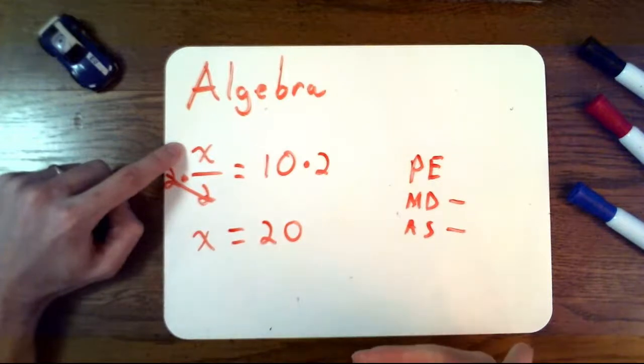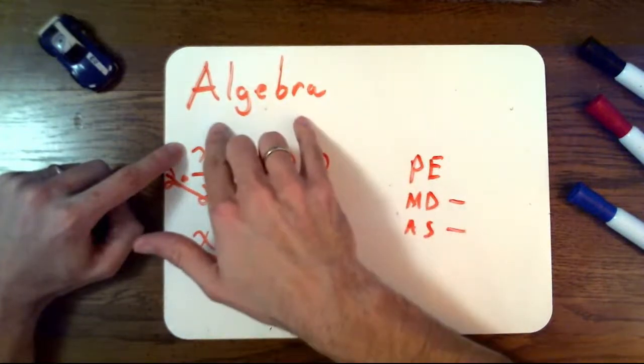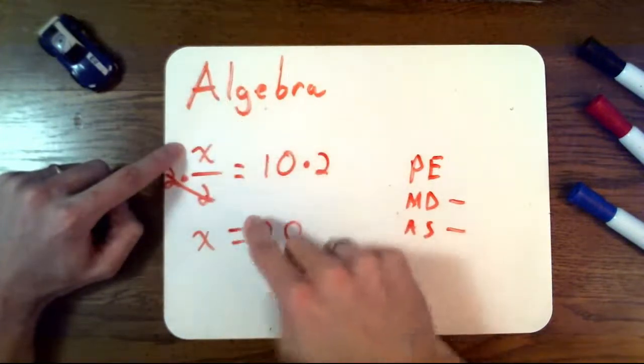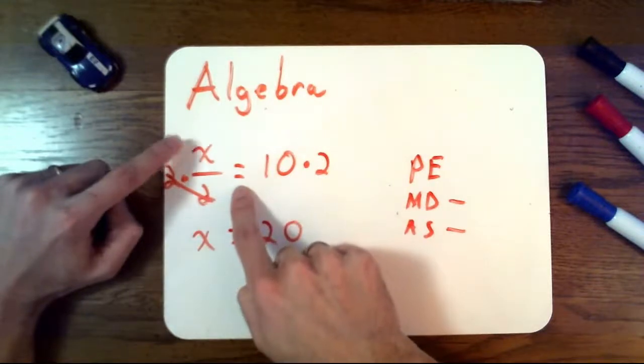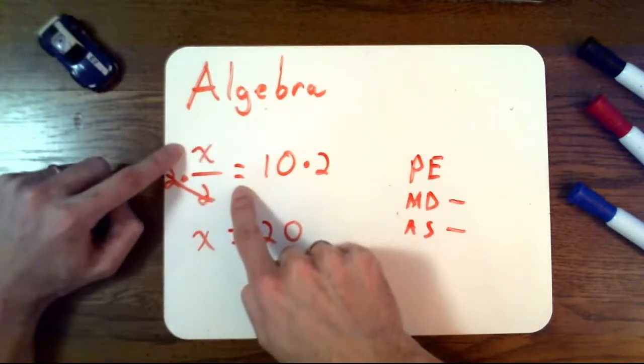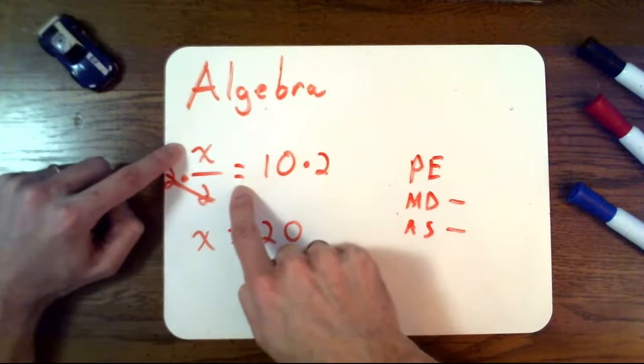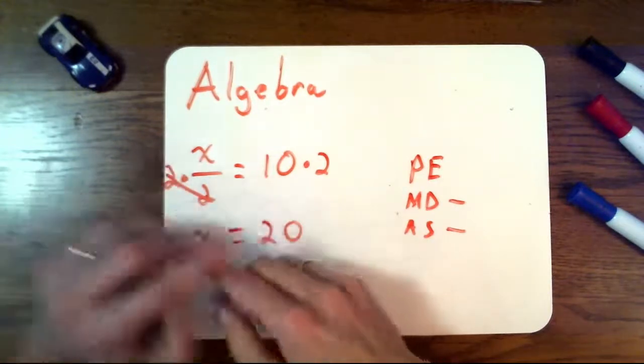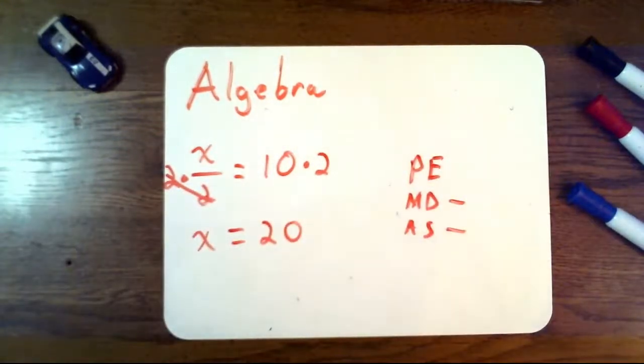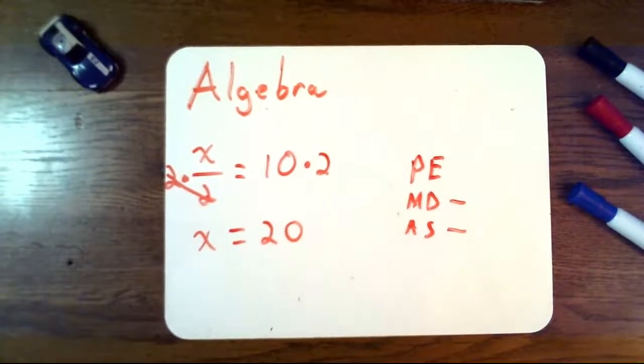So, in short, what makes an algebra problem? Two things, I think. There's an equal sign, first off, and there has to be a variable. If there's no variable, then there's no algebra problem to be done, and it's just like your normal order of operation problem.